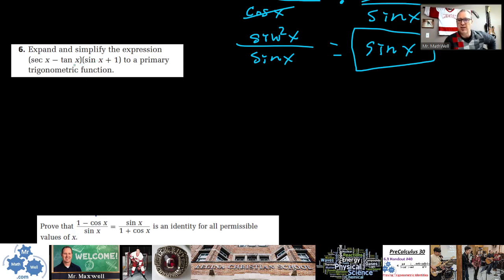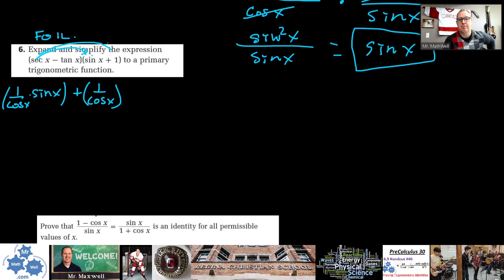So it's a binomial times binomial. You have to do the FOIL method here. So what is secant times sine? Actually, I'm going to write secant as 1 over cos. So when I do this first multiplication, I get 1 over cos times sine x. That's the first multiplication. I'll simplify that a little later. I also am going to write secant times plus 1, so plus 1 over cos.